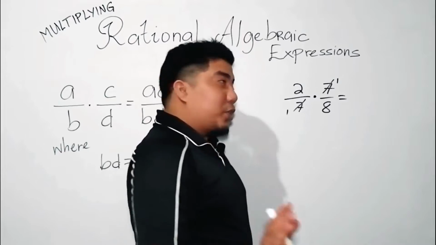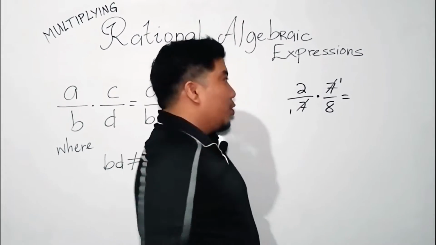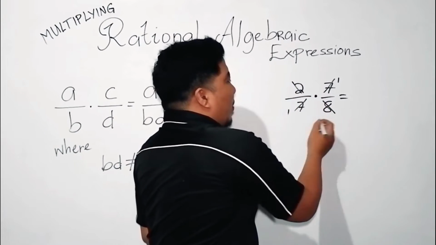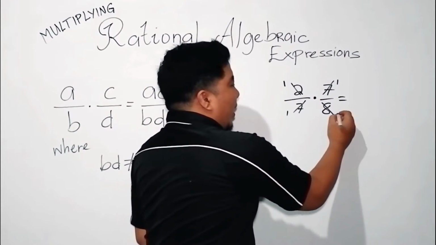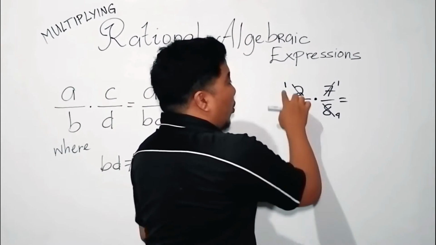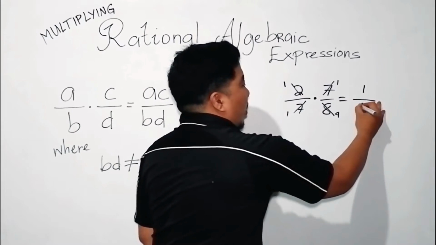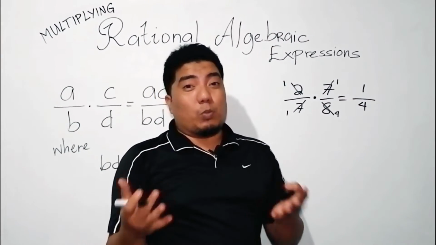Now, also observe that 2 and 8 have a common factor of 2. So you can just divide both numbers by 2, giving you 1, and 8 divided by 2 is 4. So therefore, 1 times 1 is 1, and 1 times 4 is 4. So therefore, your final answer is 1/4.